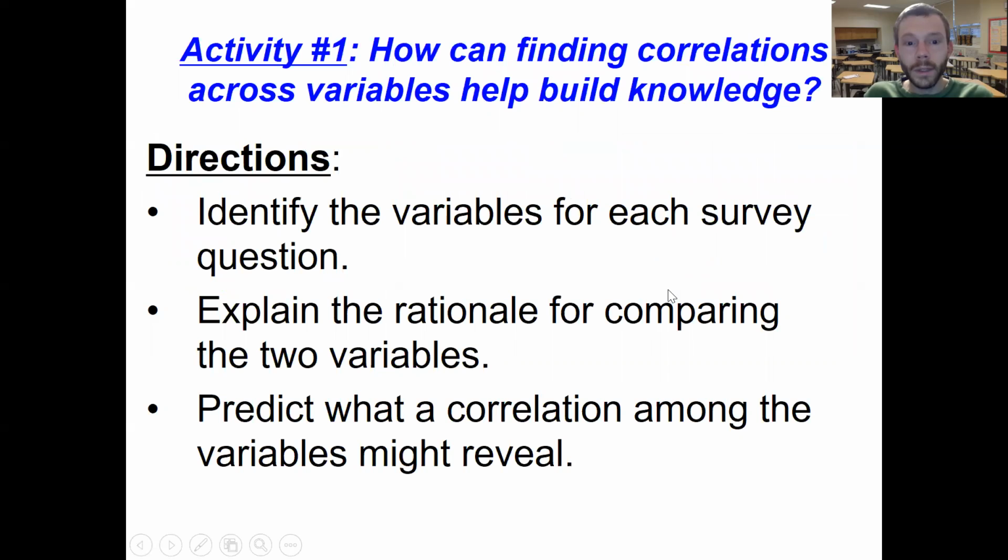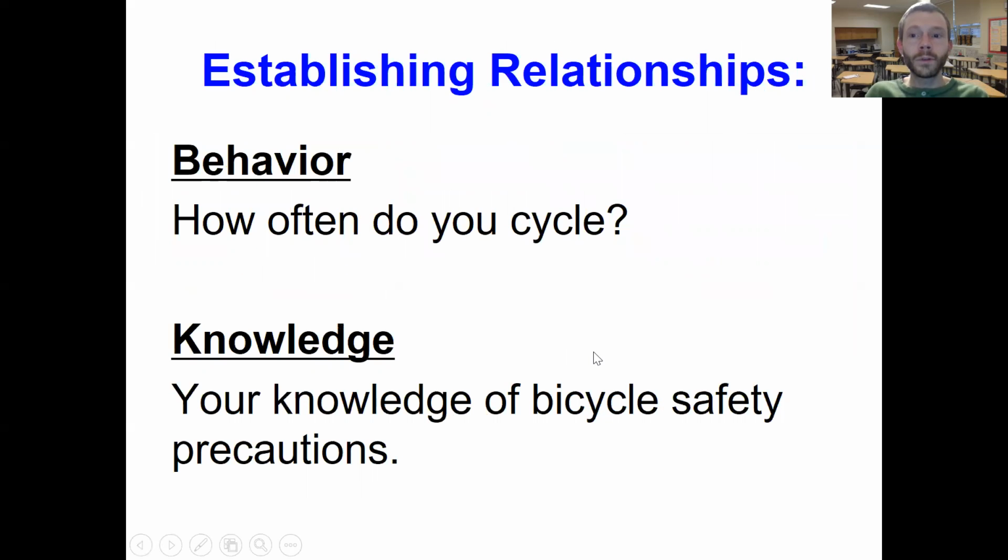So with that in mind, we want to consider how finding correlations across different kinds of variables can help us to build knowledge. In the first activity, we're going to take a look at the survey questions, and we're going to try to explain the rationale for comparing the two variables. For the first one, we look at a behavior and a knowledge, right? How often do you cycle? And your knowledge of bicycle safety precautions.